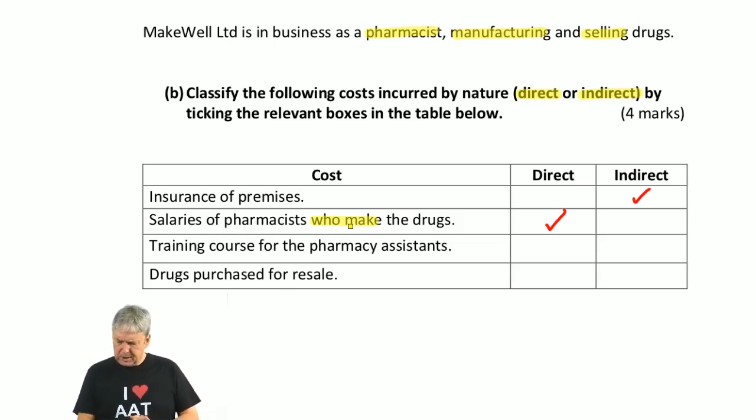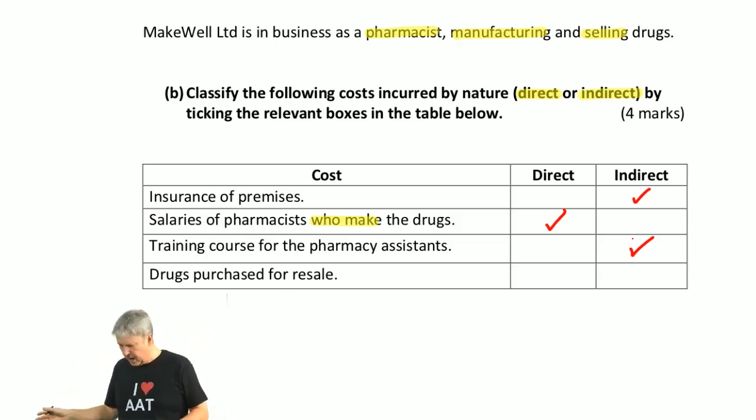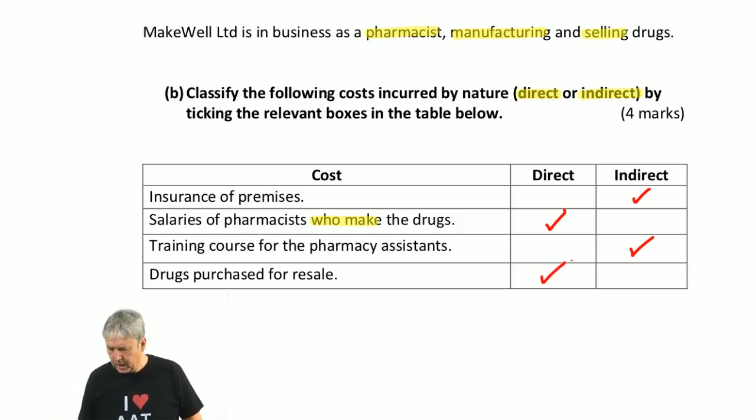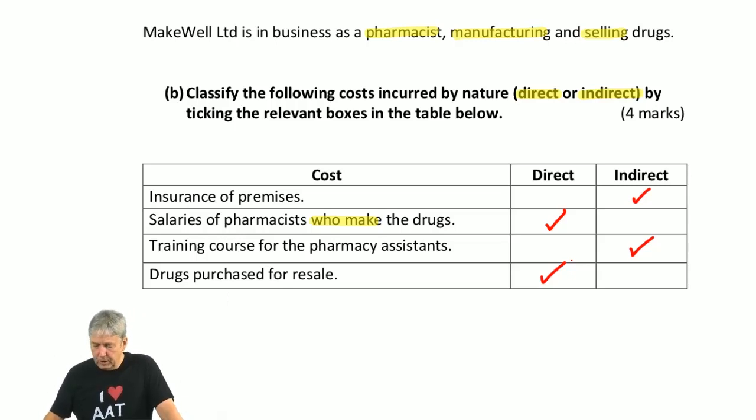Training course for the pharmacy assistants. Right, training is the sort of thing that happens once or twice a year, something like that. How can you link that easily to an individual production of a unit? I think you know the answer. You can't. So I think we call that indirect. And drugs purchased for resale, we buy it for a certain amount, we sell it for another amount. That's a direct cost. Must be a direct cost. So I'm hoping that what you see here is that we can do this.